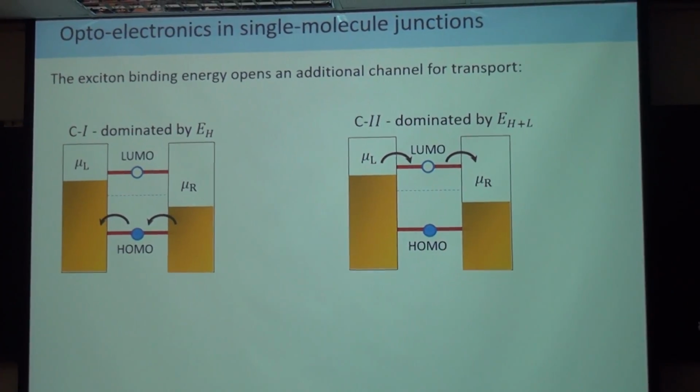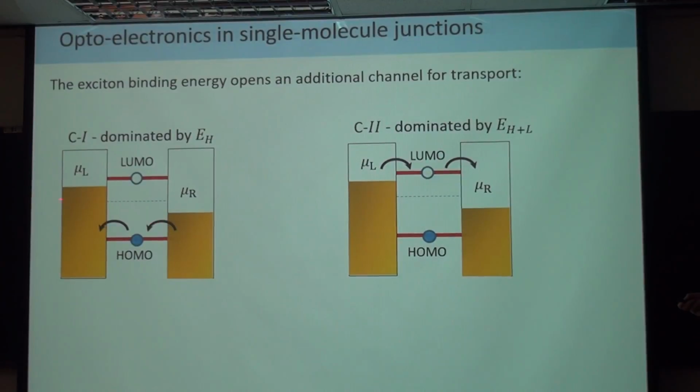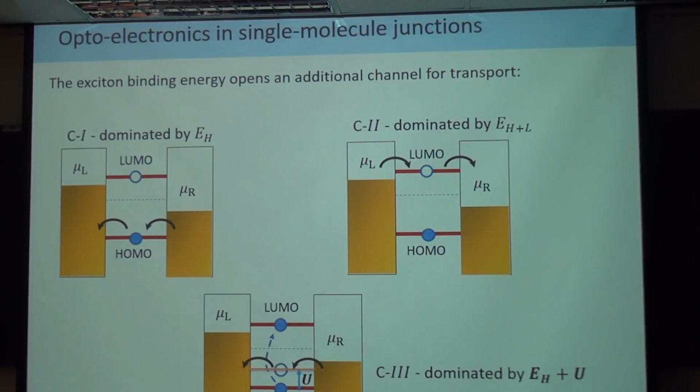So now, how would this generate photoconductivity? If you have nothing, then you have 2 channels, as I said. One going through the HOMO, one going through the LUMO, and these channels are unaffected by light. The only channel that is affected is the following channel. You go to the HOMO, you go to the LUMO, and you go on. But in reality, if the system is symmetric, that channel is also unaffected by light. The only thing that happens is the following.